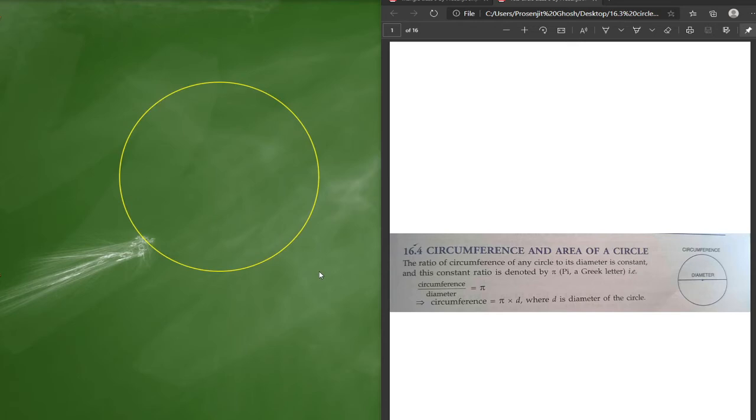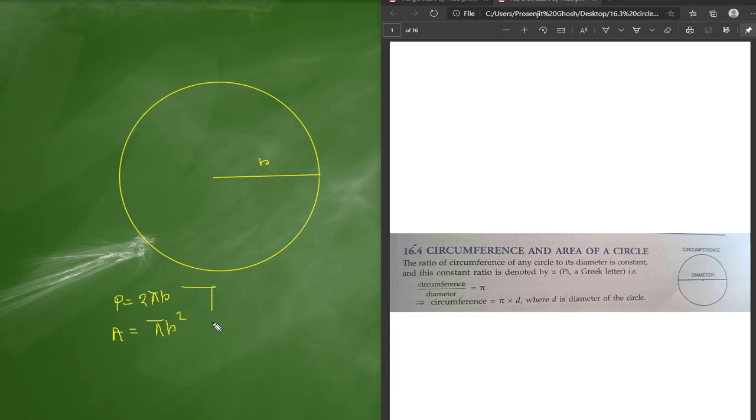This time it's all about the perimeter, which is known as circumference. How can you measure the circumference? There should be a particular formula for that, right? And that formula is 2 pi r, where r is the radius. So the perimeter is 2 pi r. Now about area. What should be the area of a circle? That is pi r square.